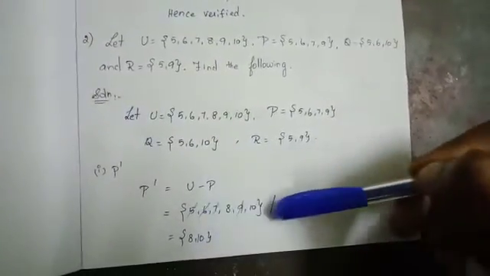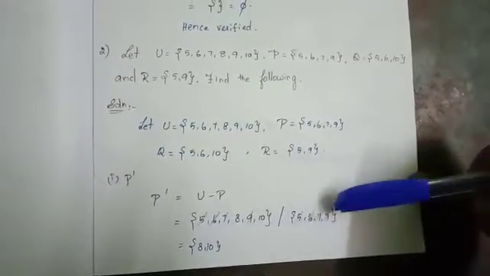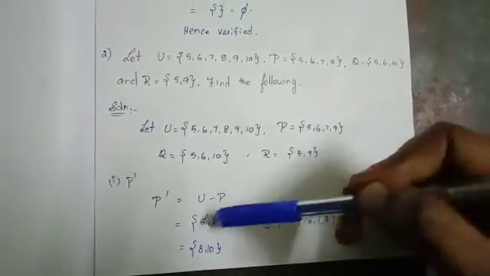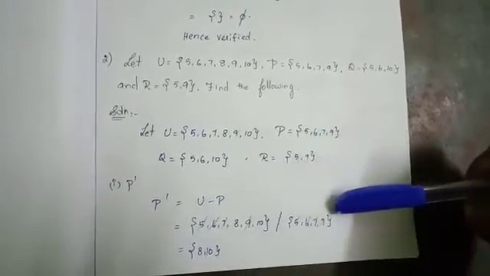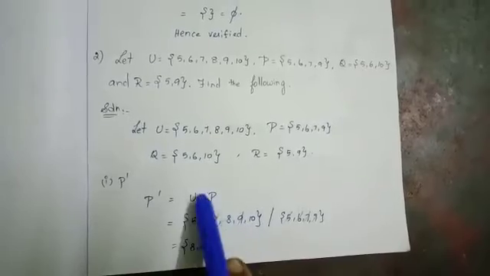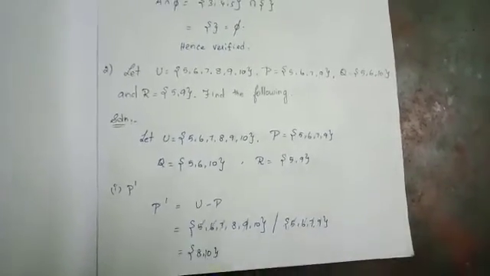So first of all you write the universal set slash P set. The common elements will be cancelled first. So 5 is common, 6 is common, 7 is common, 9 is common, everything is cancelled. The remaining of the first set, that means the universal set, is the answer. So 8, 10 is the answer.